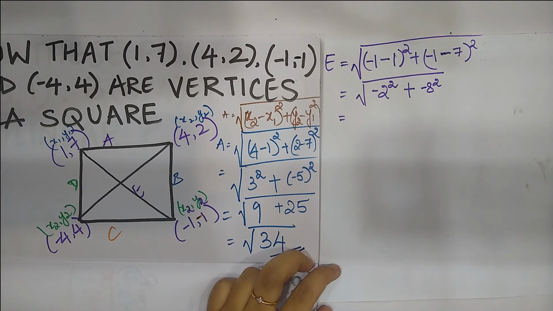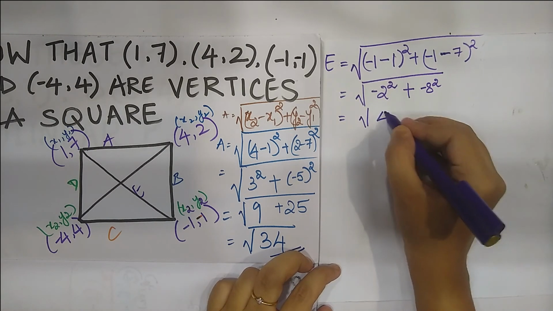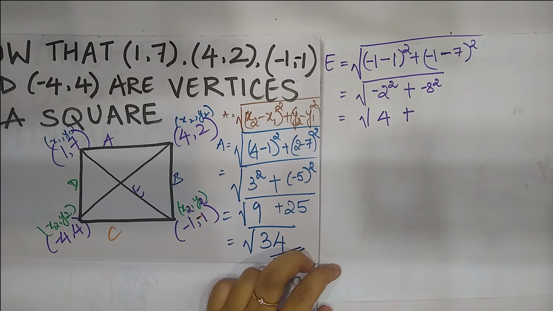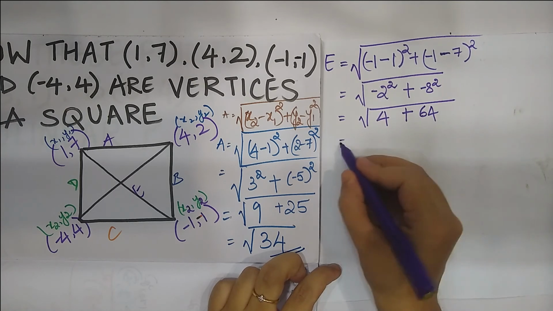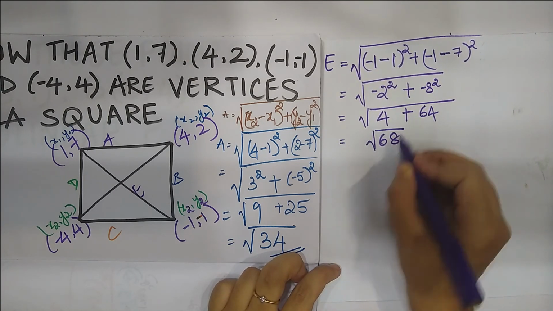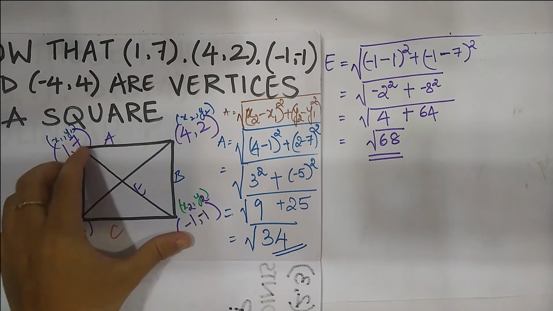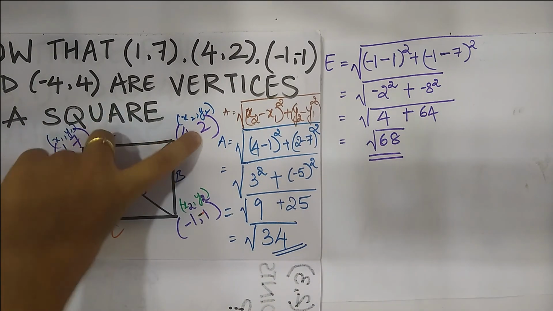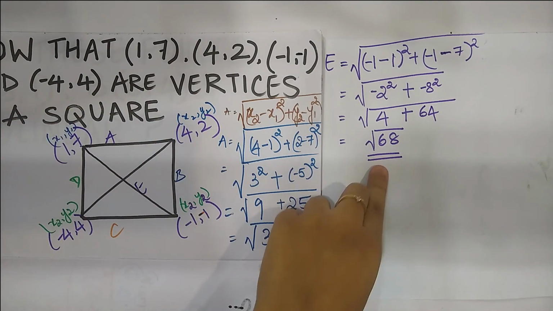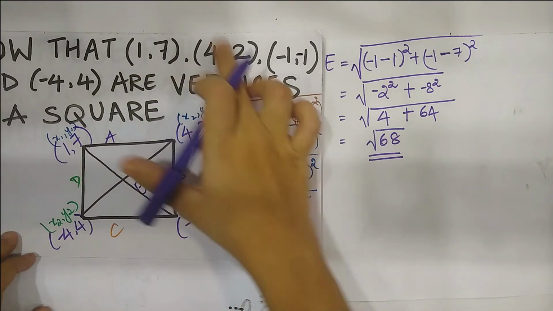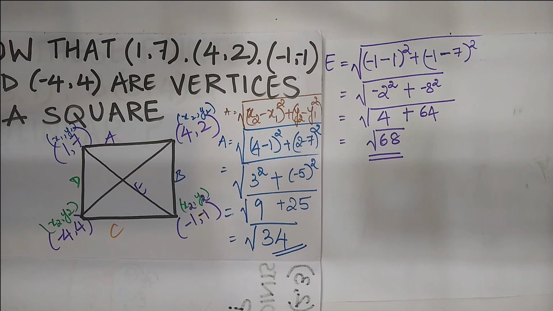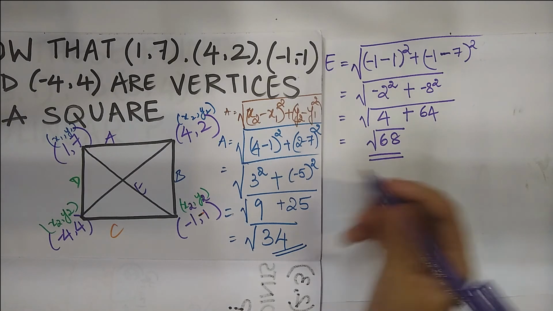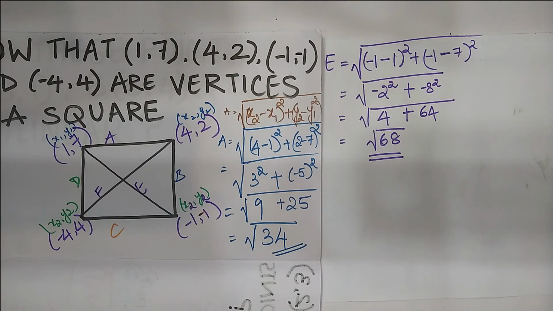So minus 2 square is the same as plus 2 square. So it will be 4 plus 8 square, and minus 8 square also is the same, so 64. So what is this equal to? Square root of 68. So we have found the distance for one of the diagonals. Let us find the distance of this other diagonal. If this distance is the same as square root of 68, then we will prove that these 4 coordinates given to these vertices of the square make it a square.